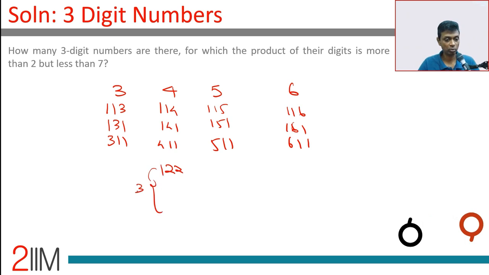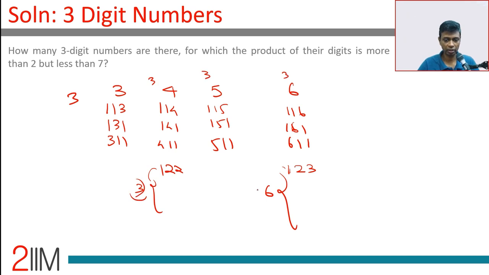3 more here. 6 can be written as 2 into 3, apart from 1 into 6, of course. So this is 1 into 2 into 3. This will have 6 variants. So for prime numbers, we don't need to worry, only 3 variants. For composite numbers, those 3 variants will exist, and then we need to look beyond. So how many 3-digit numbers are there? There'll be 3, 3, 3, 12, plus 3, 15, plus 6, 21. 21 three-digit numbers for which the product of the digits will be more than 2 but less than 7.